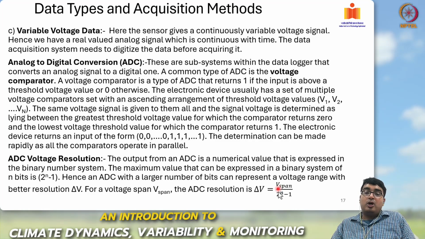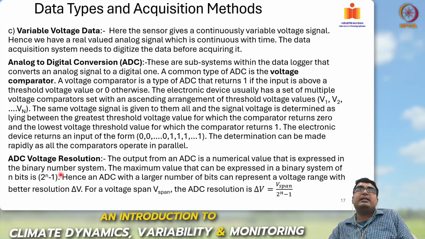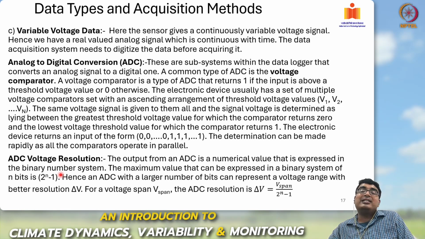The output of an ADC is a numerical value that is expressed in a binary number system, ones and zeros, right? The maximum value that can be expressed in a binary system of n bits is 2 to the power n minus 1. So suppose you have 8 bits, the maximum number that you can represent with an 8-bit system is 2 to the power 8 minus 1. Hence, an ADC with a larger number of bits can represent a voltage range with better resolution. So for a voltage span V span, the ADC resolution is delta V equals V span by 2 to the power n minus 1.